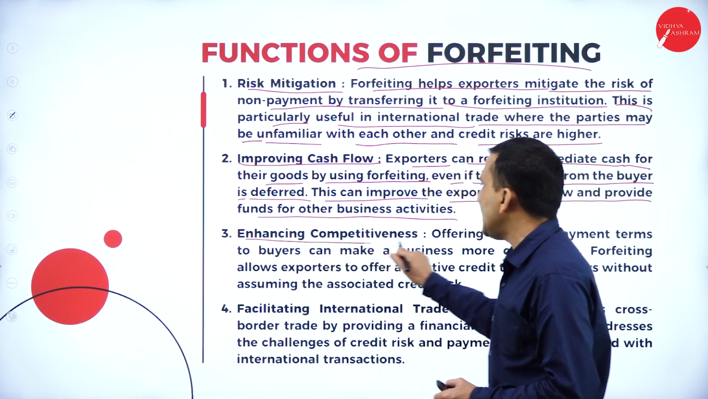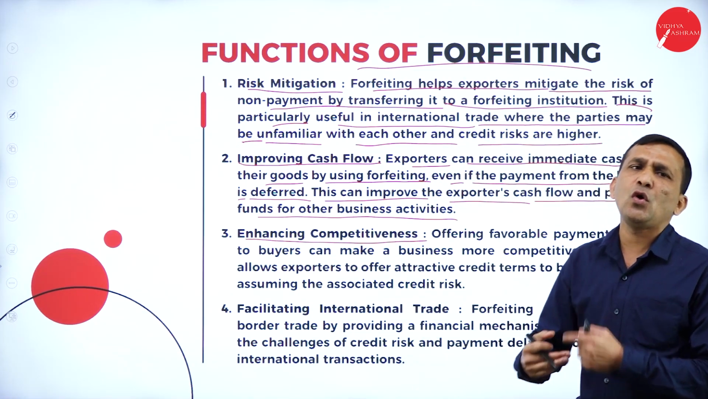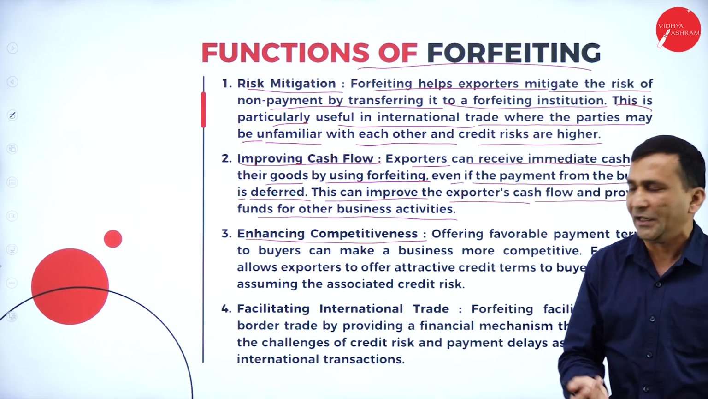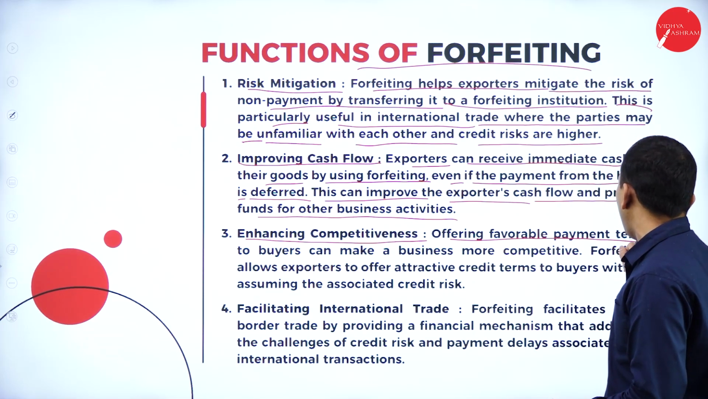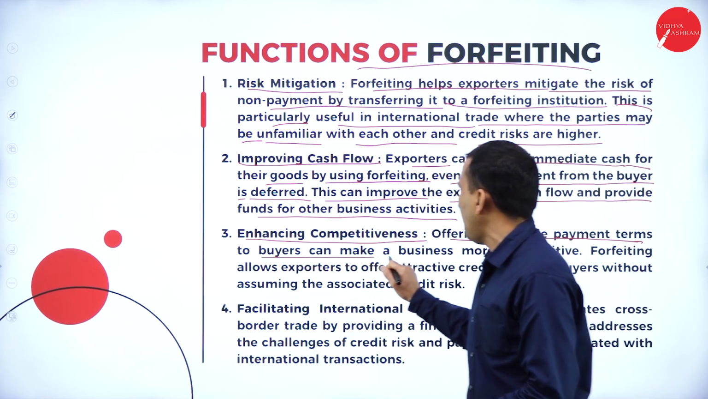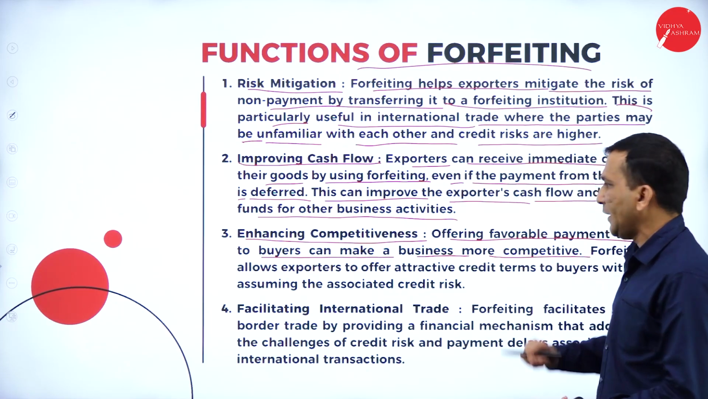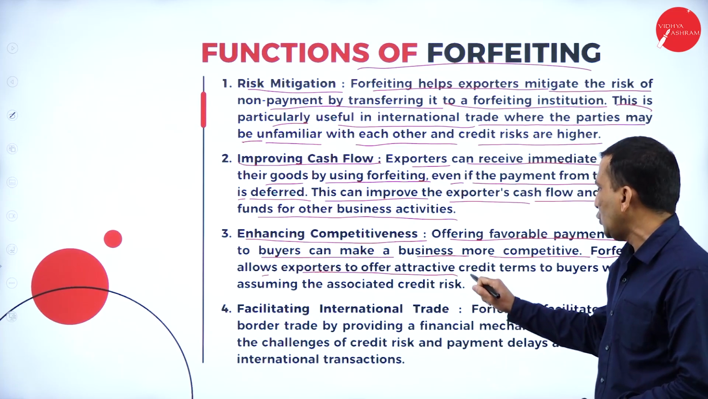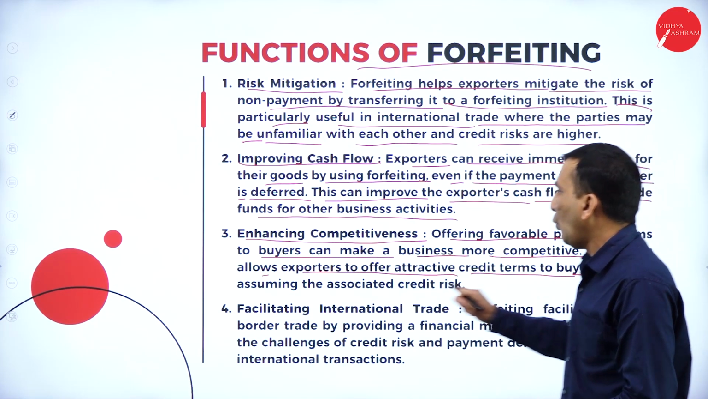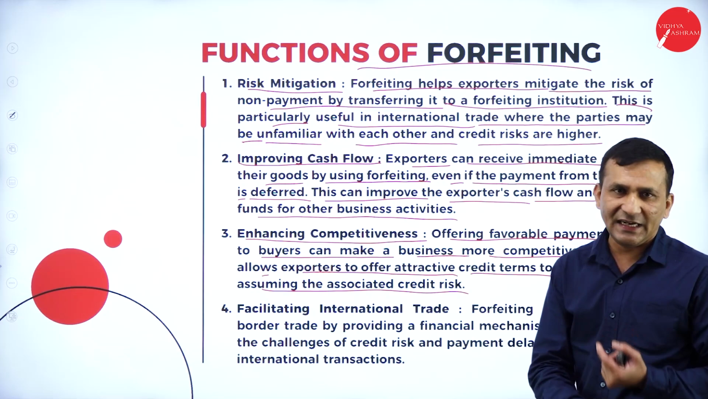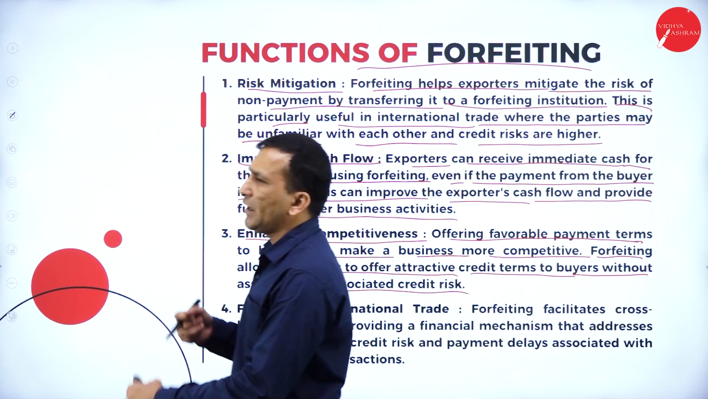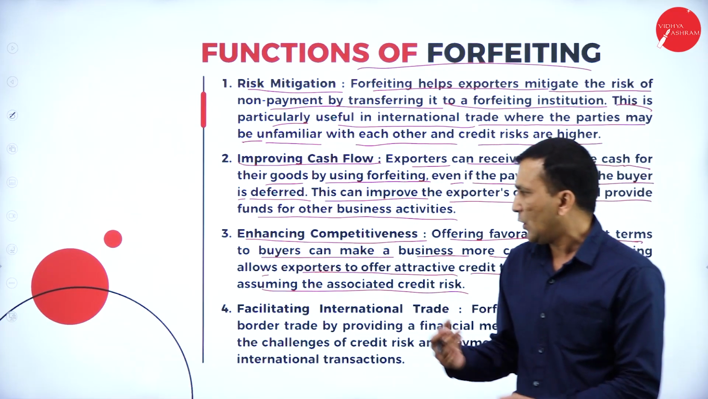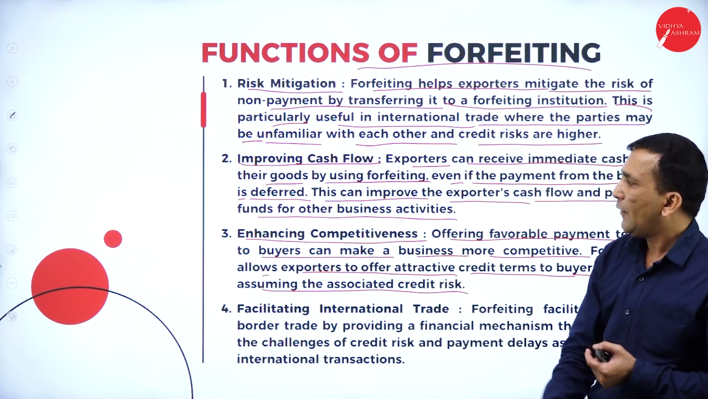So next one, enhancing competitiveness. We always need to compete; we are not under a monopoly, in the sense we are facing competition. Offering favorable payment terms to buyers can make a business more competitive. Forfeiting allows the exporter to offer attractive credit terms to the buyer without assuming the associated credit risk. If you are lending or borrowing money, obviously risk is connected, so we need to approach it using forfeiting.